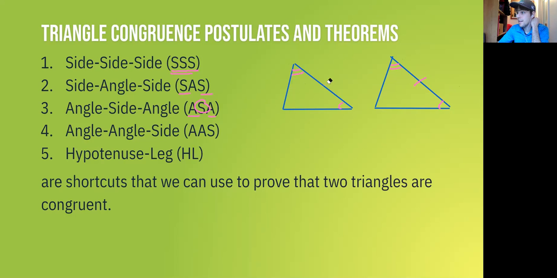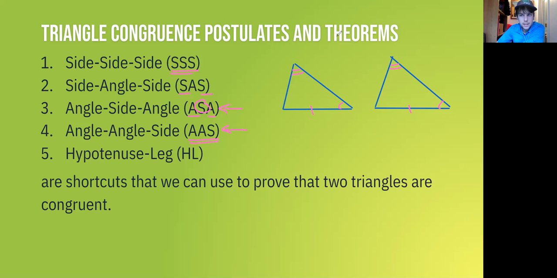If that side is not between the two angles, let's say it's this one and this one, that makes it AAS, where we have two congruent angle pairs and a side that is not in between. These are different from each other. Very small distinction, but they are different from each other.